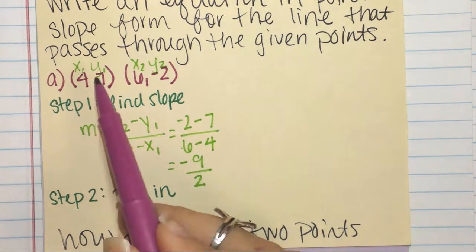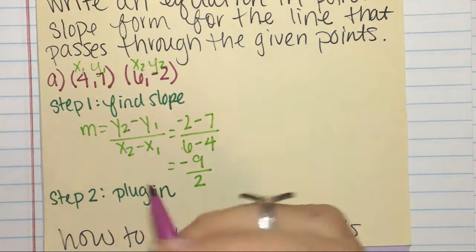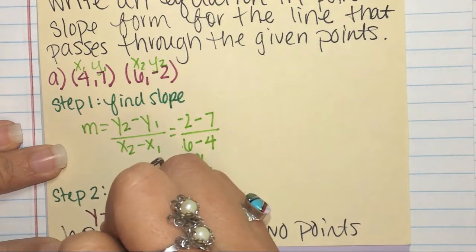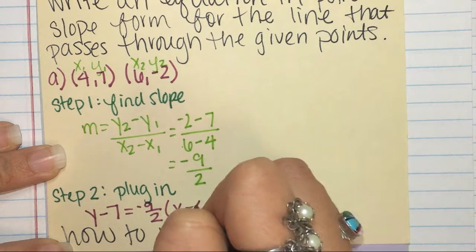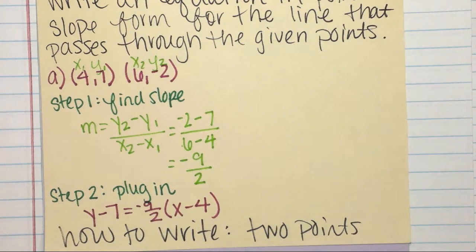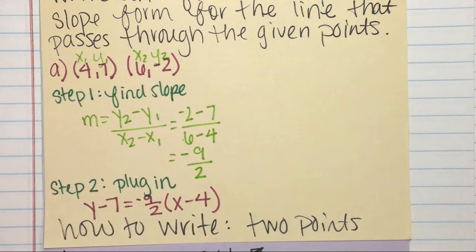Alright, step 2, plug in. Now, we have our slope, we have our first point, so we plug it into point slope form. So it's y minus 7 equals negative 9 halves times x minus 4. That's it. That's all you do. Do you use the first x every time? You use the first x every time, and the first y.